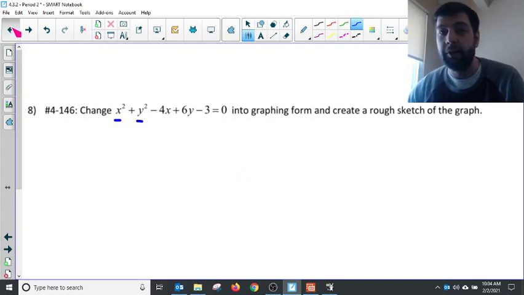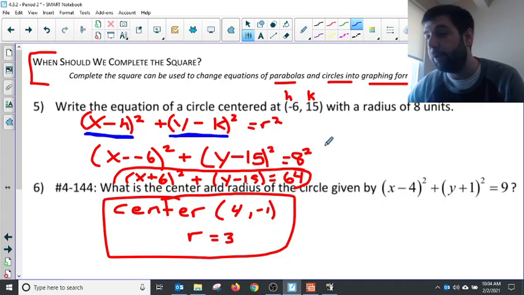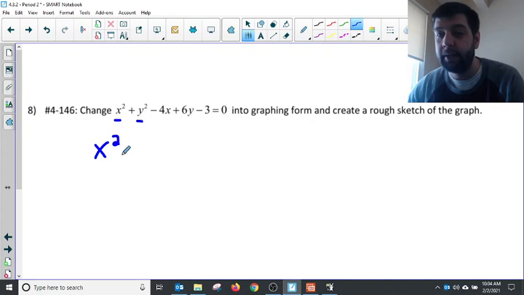Because remember, in our graphing form of a circle, we have almost like a perfect square trinomial for x and almost like a perfect square trinomial for y. So that's basically what's going to happen on my circle equation. One thing I like to do is I like to collect my x's together, and I like to collect my y's together. And I could technically add 3 to the other side, get it out of the way.